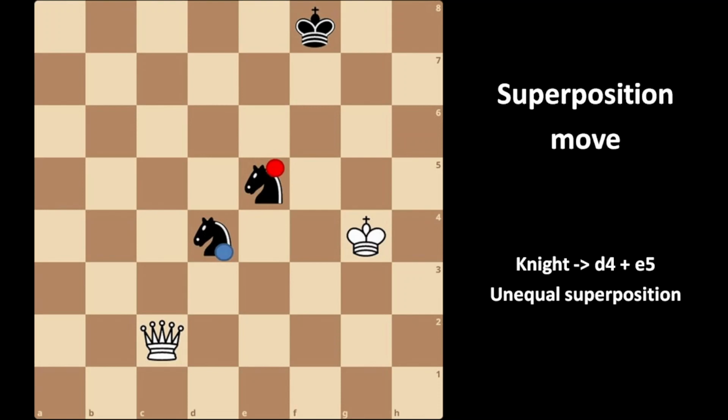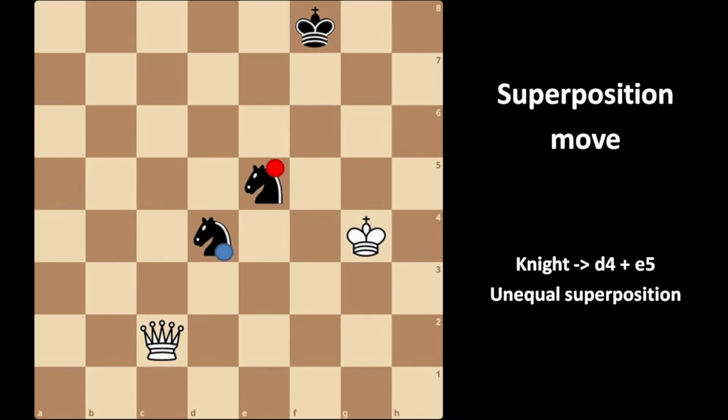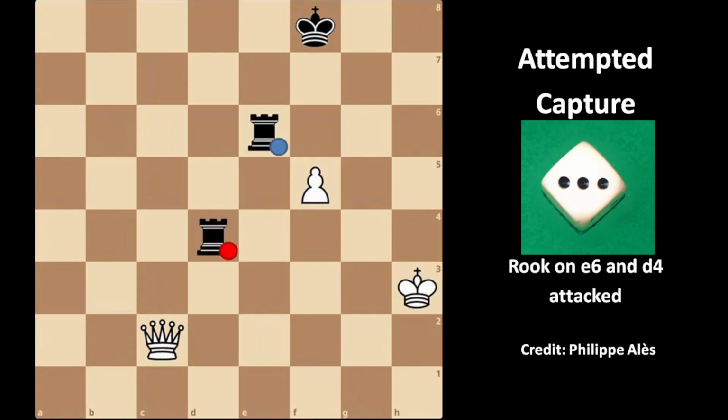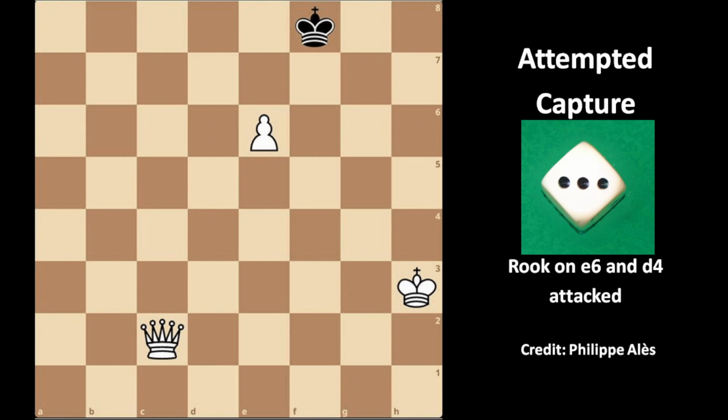In this move, the two marks face opposite directions. This makes the move an unequal superposition move. The player making the superposition move can really choose either of the two options. A capture move in which at least one indefinite pair instance is involved is called an attempted capture.